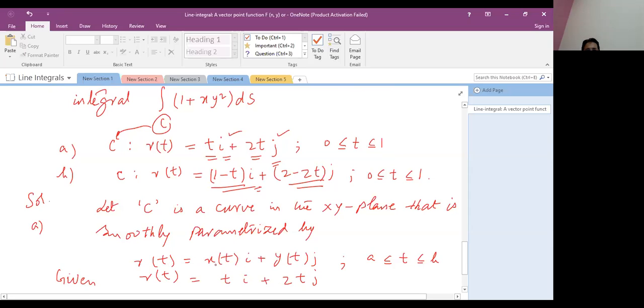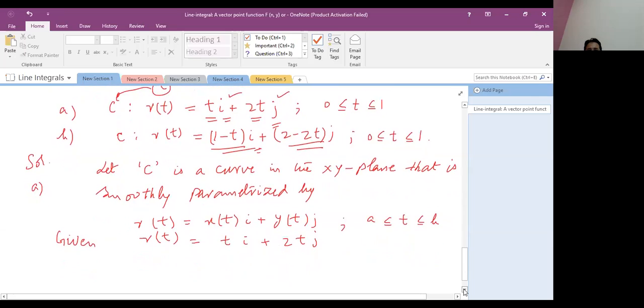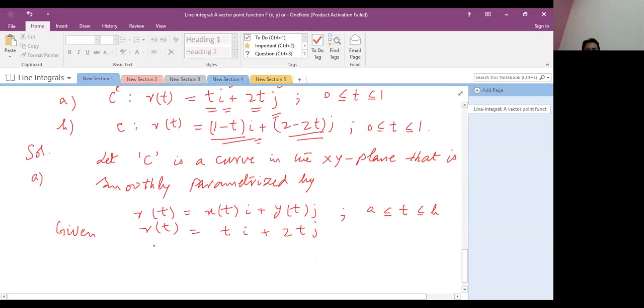So r of t is equal to x of t i plus y of t j, and the limit of t is from a to b. In general, r of t, which you are given in part A, is t i plus 2t j. So r of t is equal to t i plus 2t j.